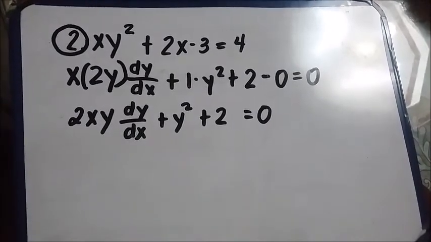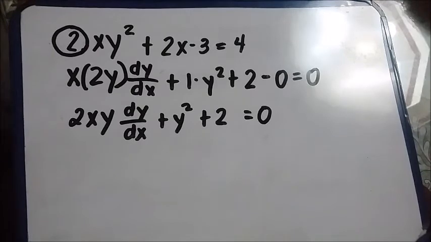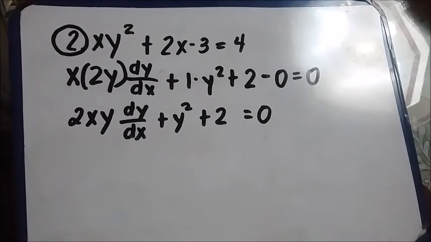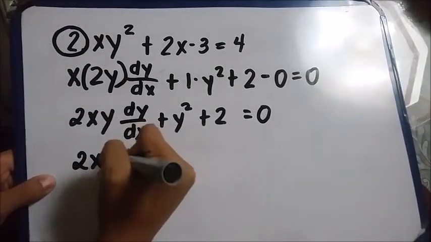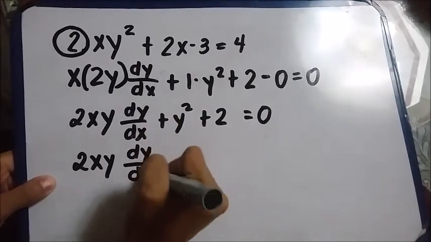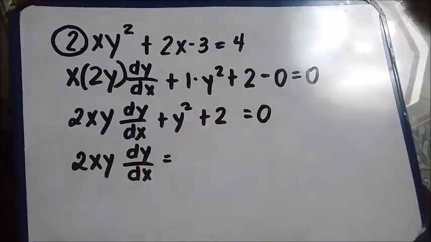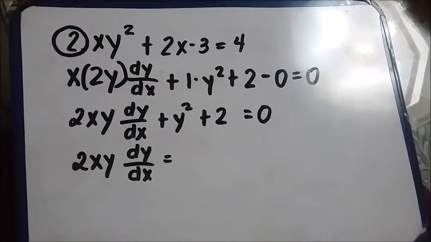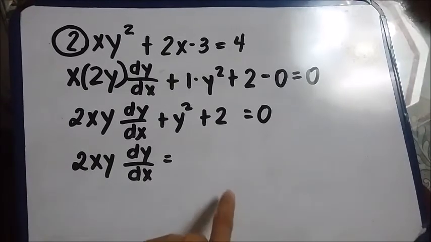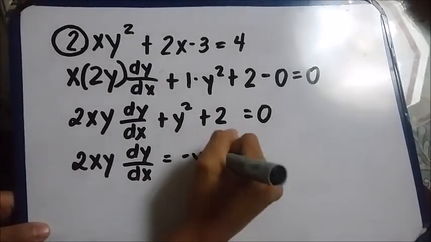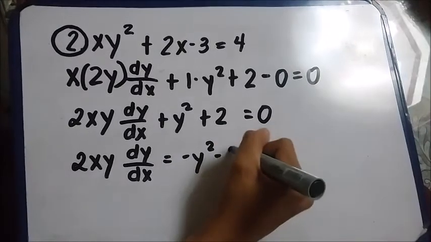Now, we are going to combine like terms, and we will leave the term with dy/dx on one side of the equation. So I'll just leave it here, 2xy dy/dx equals, we're going to subtract y squared and 2 from this side so that it can be written on the other side. I will simply transpose it.